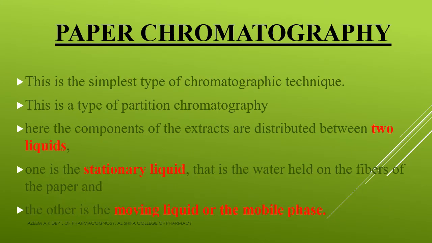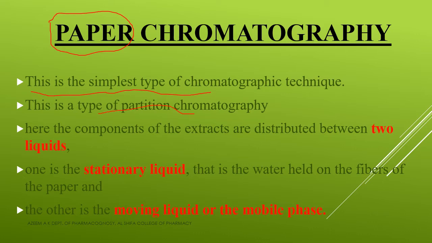So first we can see about paper chromatography. From the name itself, this chromatographic technique uses paper as one of the system. Clear? So we are studying about paper chromatography. Paper chromatography is the simplest of all the types of chromatographic technique. It is a very simple technique, and the basic principle of paper chromatography is partition.